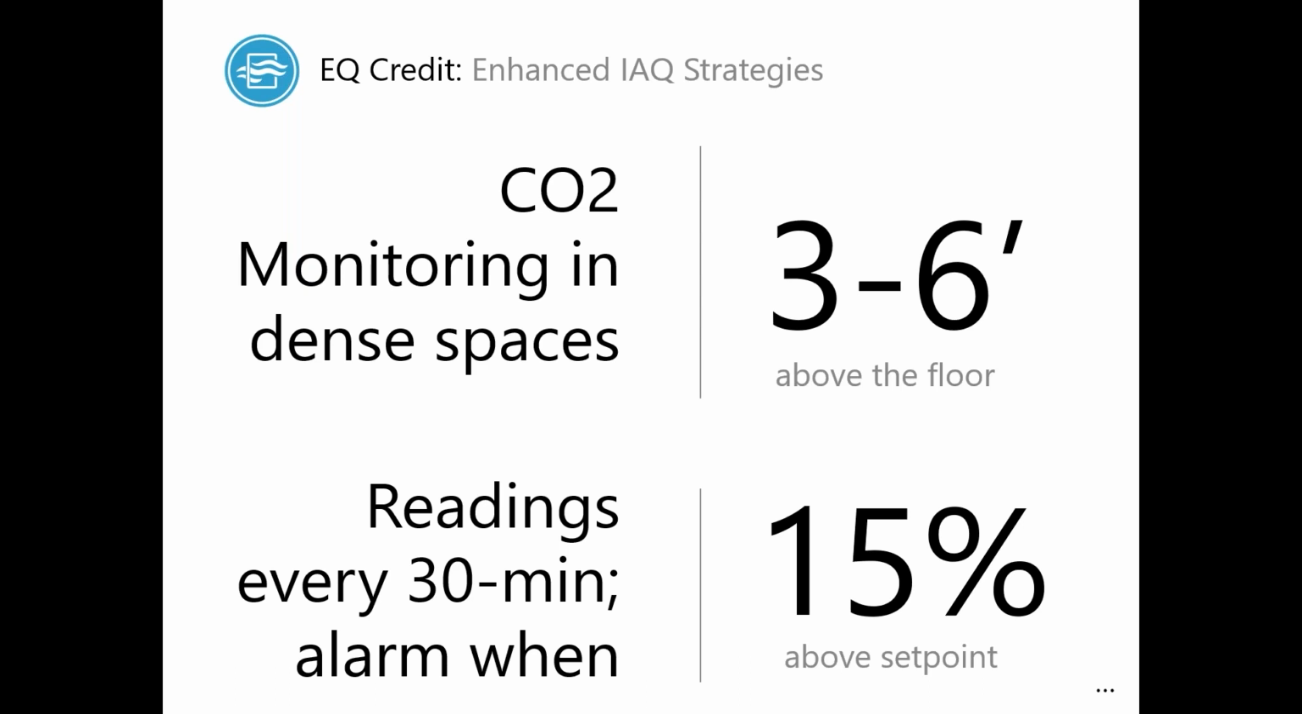And so we want to make sure that readings are taken every 30 minutes. And you have your set point. This is how much CO2 is safe in the building. And then if it reached 15% above that, then the alarm needs to go off. So as a quick reminder, if you have monitoring in the return air ducts, that's not compliant. You want to make sure you have the CO2 monitors in that breathing zone.